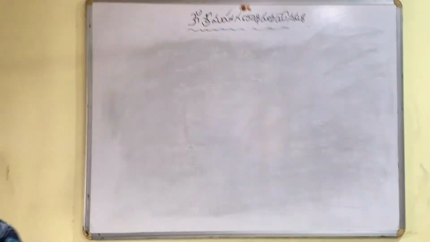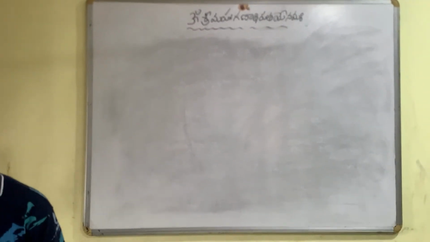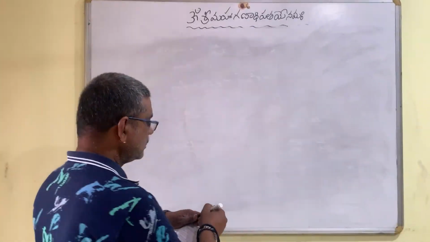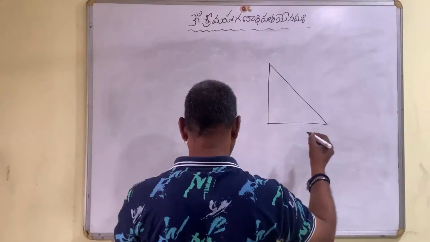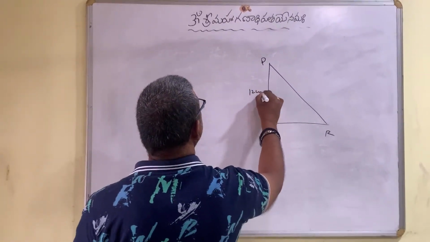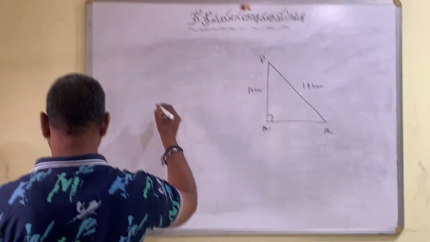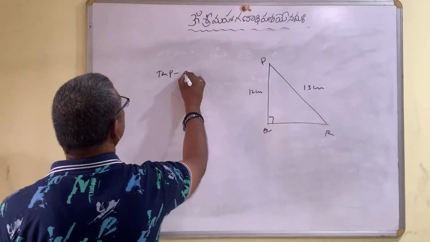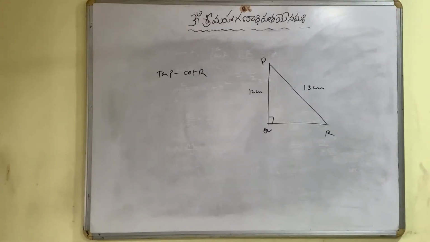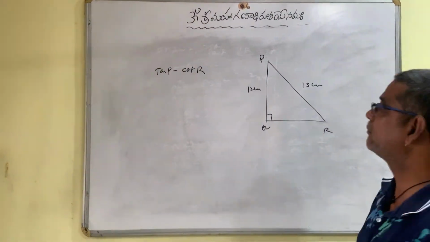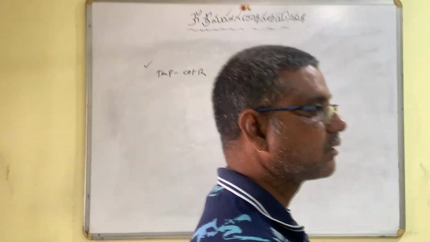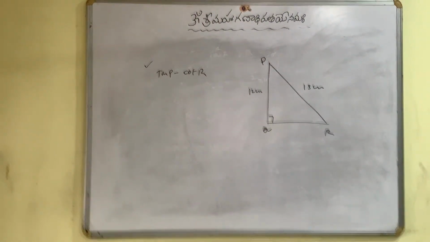Next question, children. There is a triangle PQR, right angled at Q. This is given 12 centimeters, 13 centimeters, and what you have to find out is tan P minus cot R. Can anyone say, without solving the problem, what is tan P minus cot R?